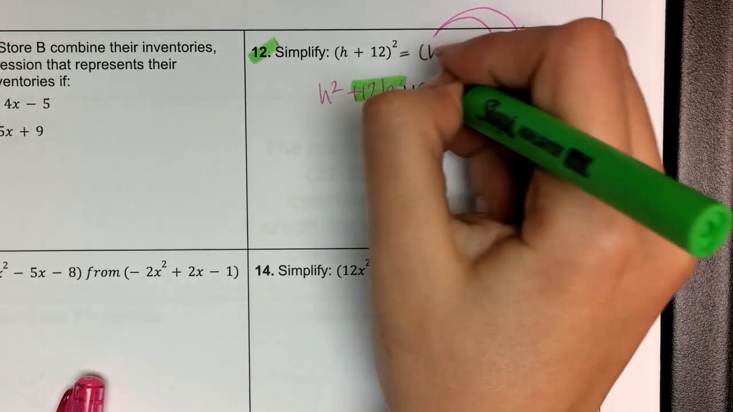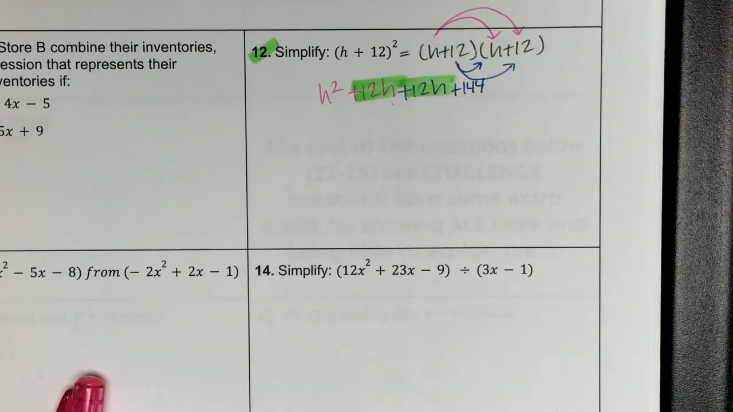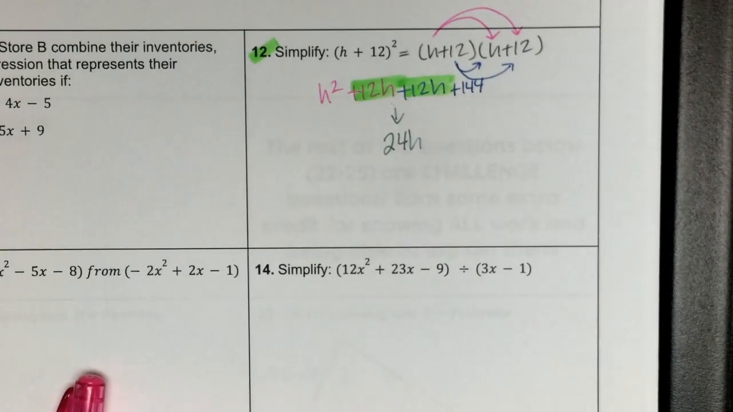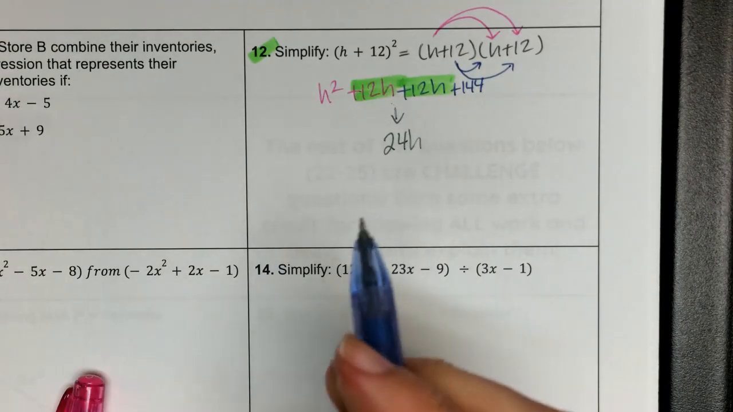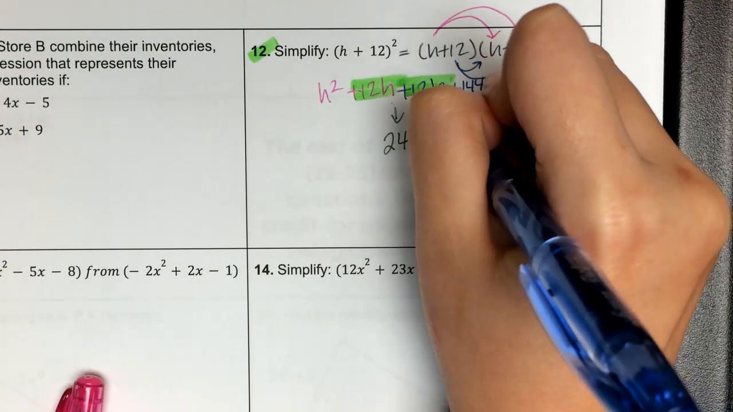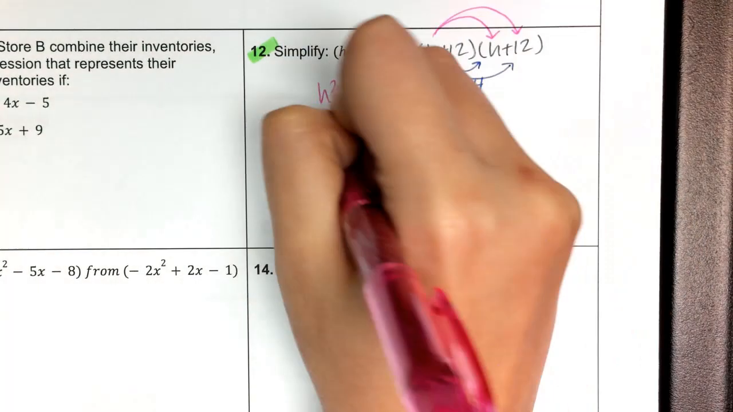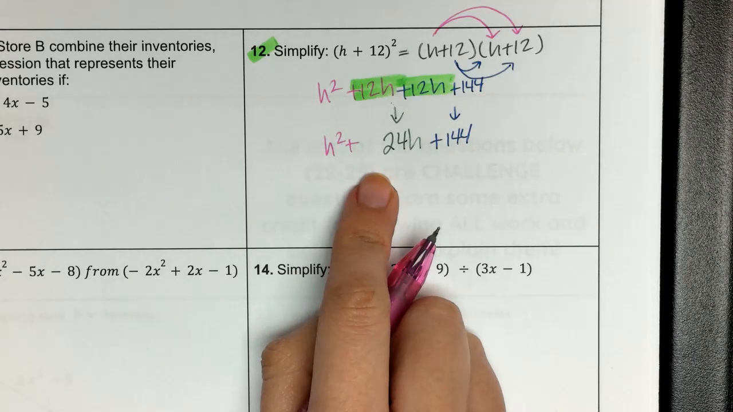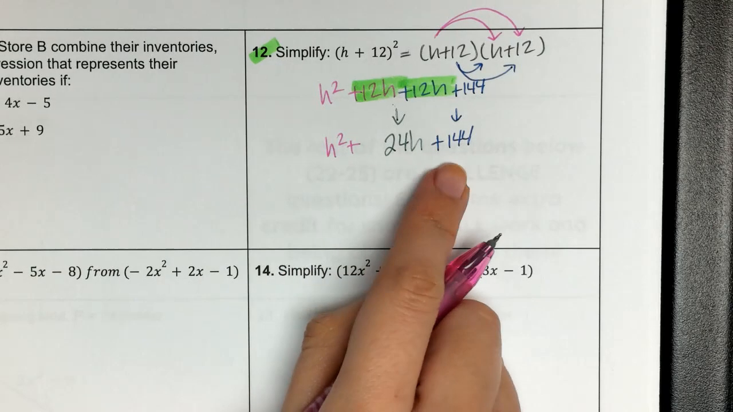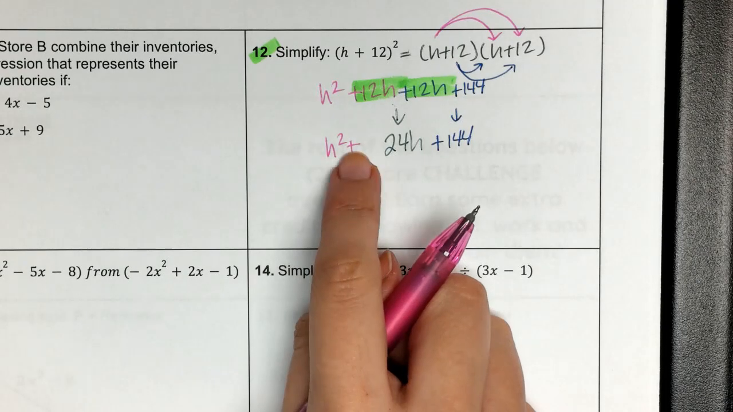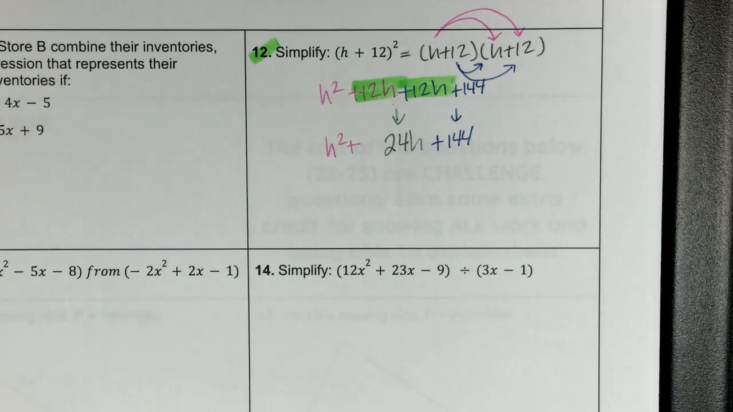Combine my like terms, if I have any. In this case, I do. I have a 12h and a 12h here in the middle, which will combine to be 24h because 12 plus 12 is 24. I bring down the rest of my terms, so I'm going to bring down my 144, as well as this h squared. And don't forget to put plus. A lot of times students will leave it blank, so they'll have h squared blank 24h. If the 24 is positive and it's in between two terms, you still want to put the plus. And that's your answer, h squared plus 24h plus 144.